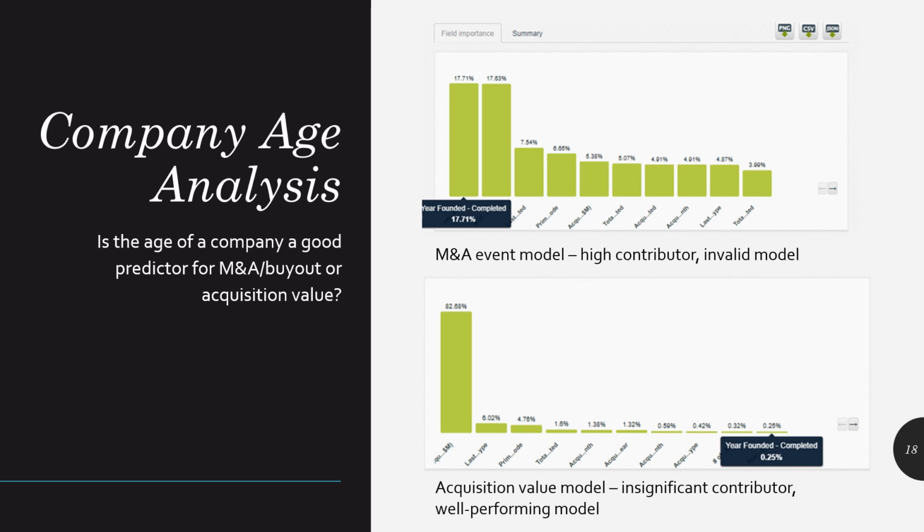Age was a significant factor for the mergers and acquisitions events model. However, this model performed very poorly, and I would not recommend using it. M&A events are difficult to predict for, so I'm unsure of how valid the company's age as a predictor truly is for this variable. When looking at acquisition value, it is not a significant contributor.